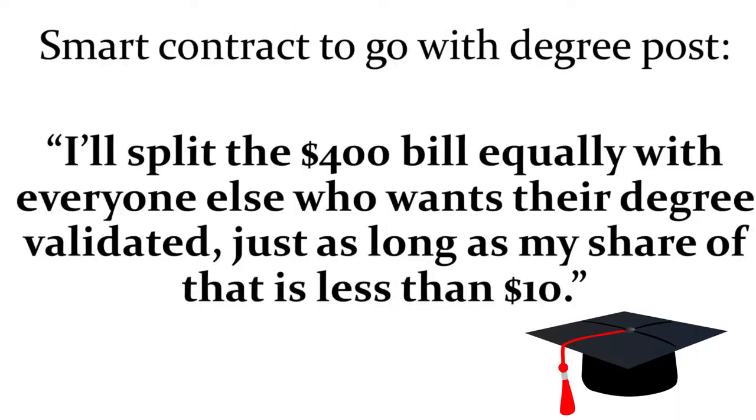And if you don't like that particular contract, there's other contracts you can do. "I'll split the $400 bill equally with everyone else who wants their degree validated, just as long as my share of that is less than $10." The point is, there are lots of ways of setting up smart contracts to incentivize on-chain validation.